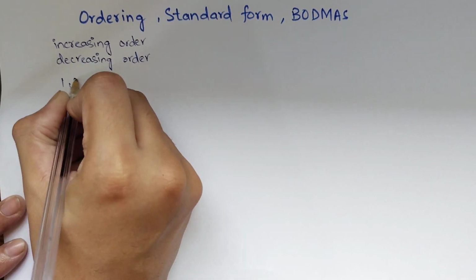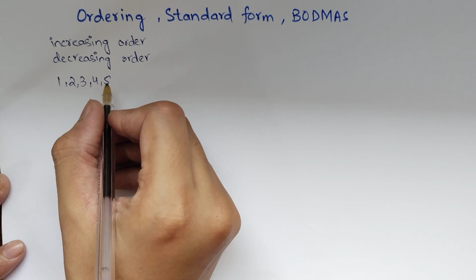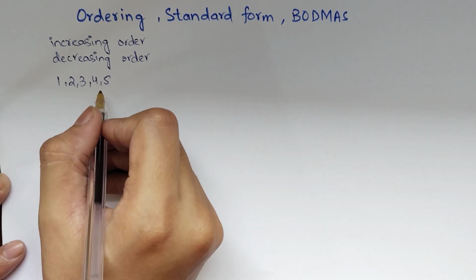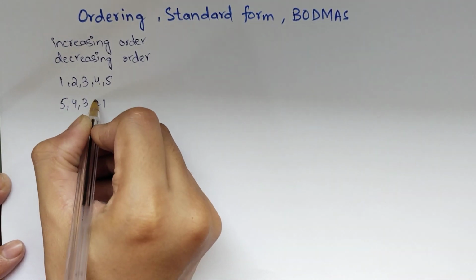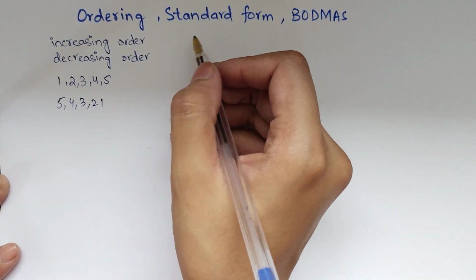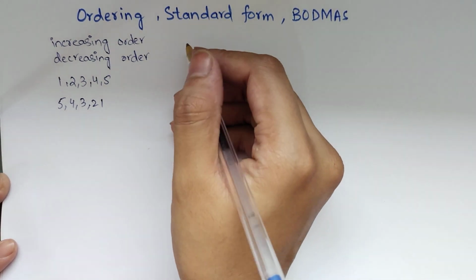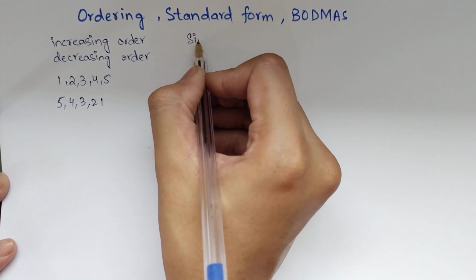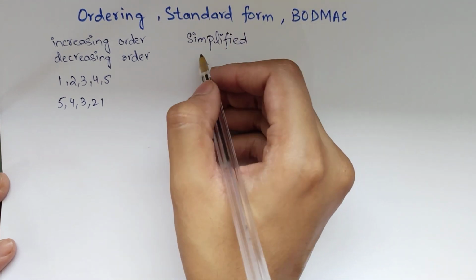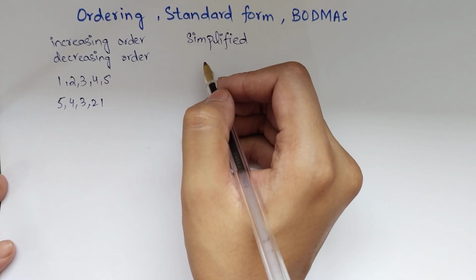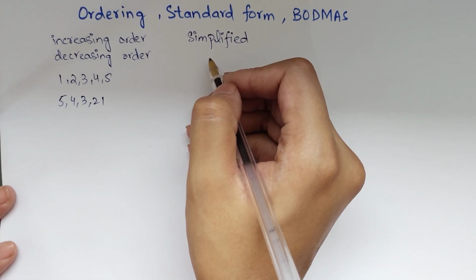For example, 1, 2, 3, 4 and 5. This is the increasing order, and when I have to write it in the decreasing order, it will be 5, 4, 3, 2, 1. So this is the ordering of numbers. Next, today's topic is standard form. Standard form is the simplified form. Or you can just say you have to simplify the question given, whatever you can possibly solve or simplify.